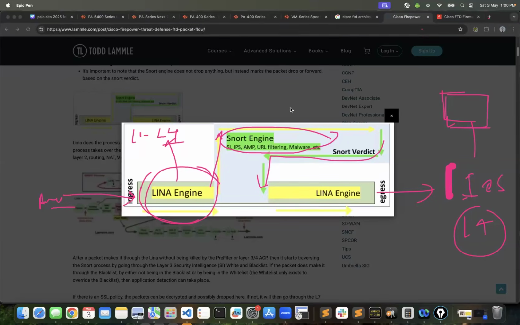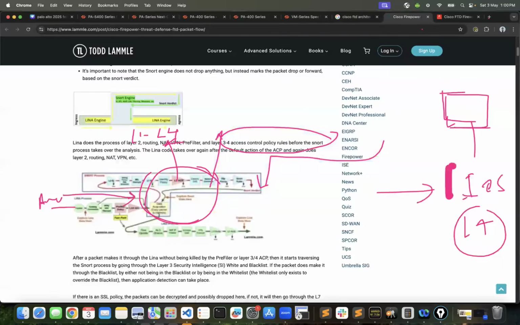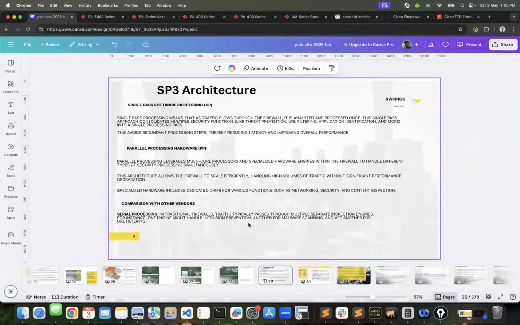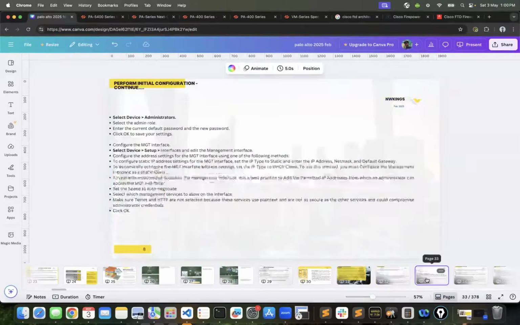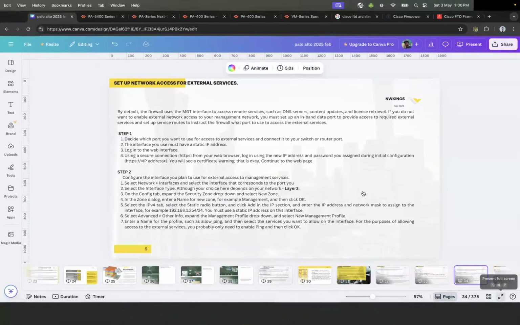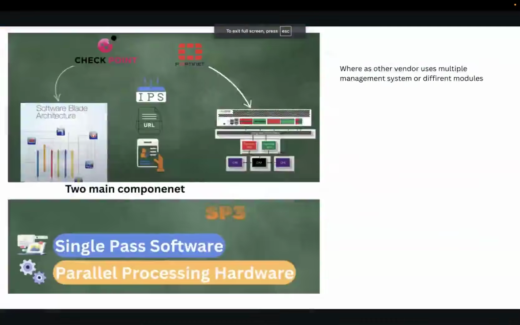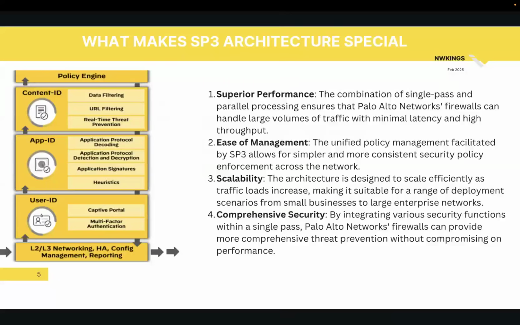This is the architecture which we have in other vendors. And you can check all other vendors as well, architecture wise. Now SP3, what is the time? 1 p.m. Okay. For the first day, I think we are okay. SP3 parallel processing is special. What is special about SP3? Superior performance, ease of management, scalability, comprehensive security.